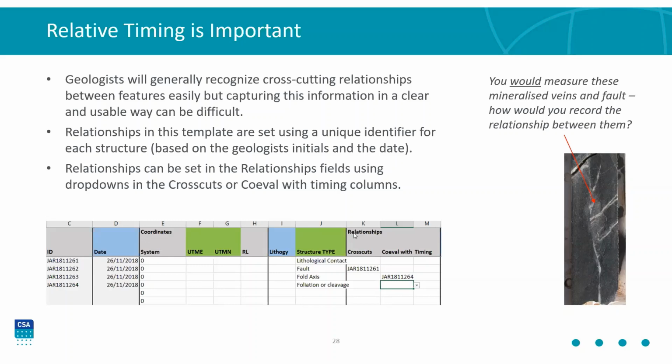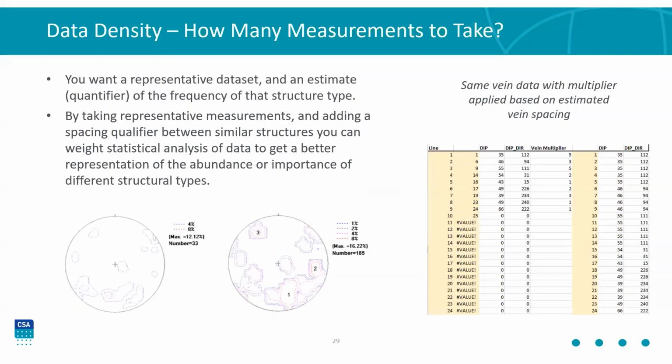And then you can put a cross-cutting relationship column in there, and you can say that that structure cross-cuts the earlier structure or is coeval with a different structure. This allows you to group structures not just by alteration or vein fill, etc., but by temporal relationship as well. So this is a useful one.